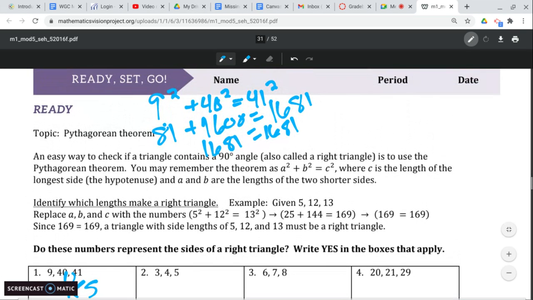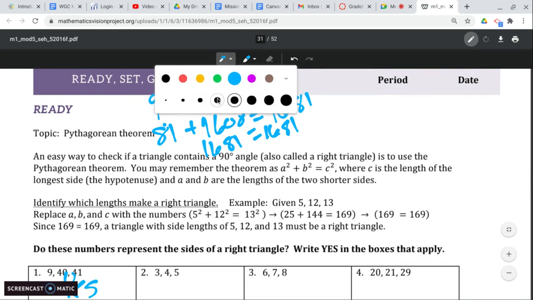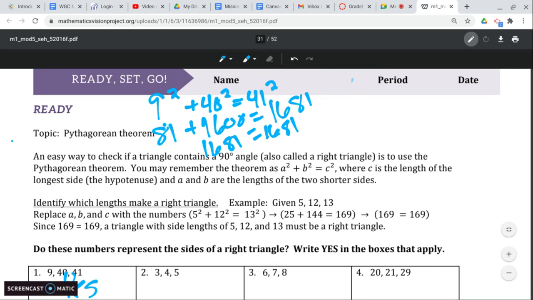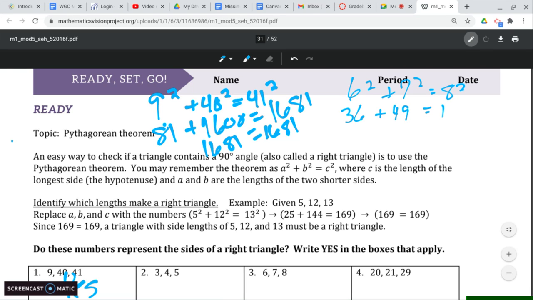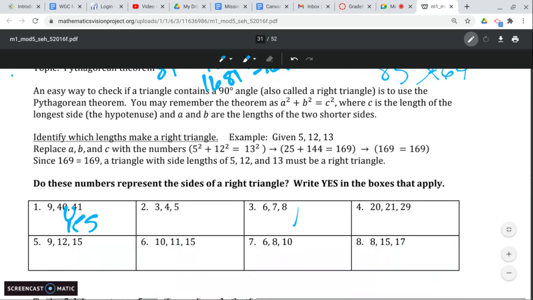All right, the next one we're looking at is number 3. So for this one, we have 6 squared plus 7 squared equals 8 squared. 6 squared is 36, 7 squared is 49, and 8 squared is 64. So now we add the 36 and the 49 together, and we get 85 equals 64. Is that true? No. So, is this a right triangle? No, it's not. So that's what you guys are looking at doing there on that section.